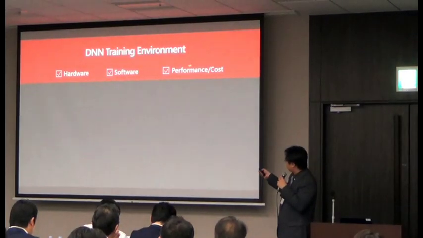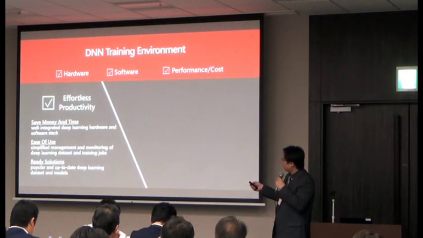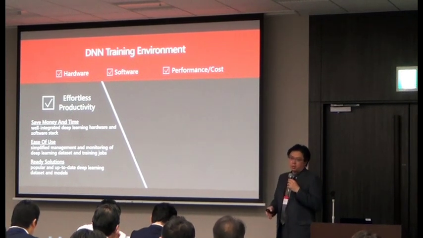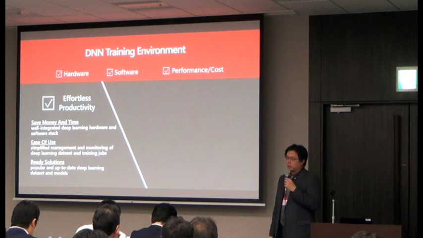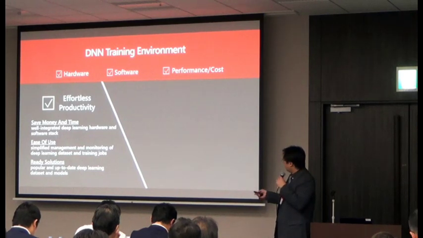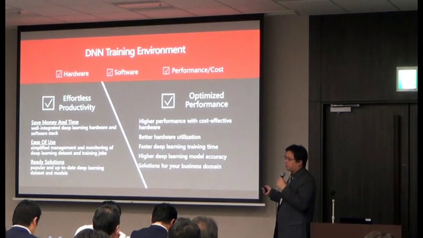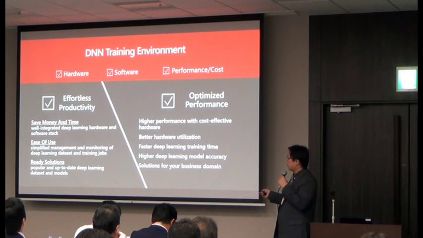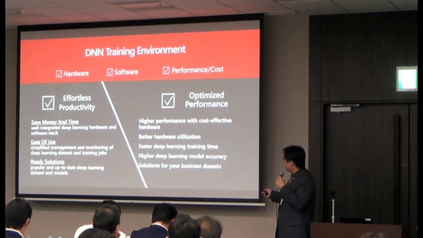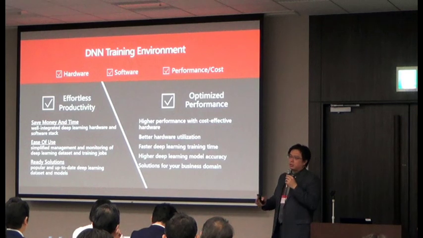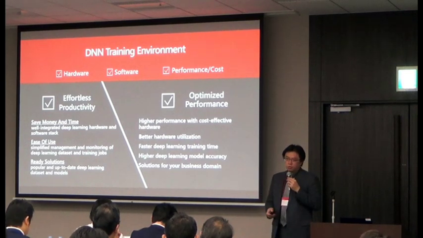We provide hardware, software, and performance per cost. Basically, there are two Ps. One is effortless productivity: well-integrated hardware and software, optimized for your workload, with an easy-to-use management tool and simplified monitoring. And another P we call optimized performance. We want to use cost-effective hardware but get higher performance. That means better hardware utilization, or faster training time, or higher accuracy, or a solution for your bottleneck during training.